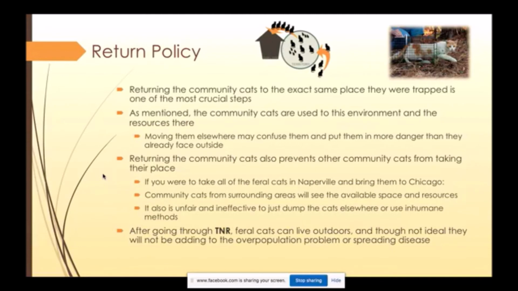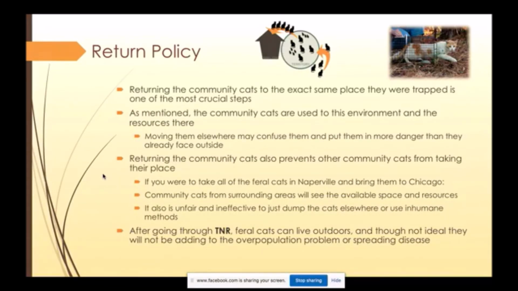But it's also important that we always return cats to the exact same spot because it prevents other community cats from taking their place. So let's say I was doing a TNR program, and I trapped and neutered all of the cats, and now I was going to return them, but I figured, hey, what if I just drive them all to Chicago and leave them there? They can deal with them.